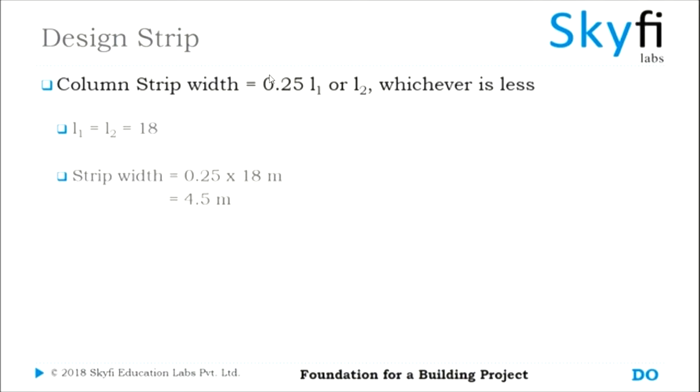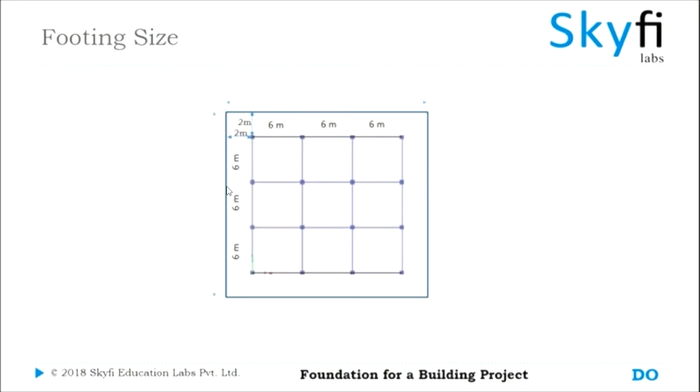The strip of the column will be 0.25 times of the side of the slab, which is 18 meter here, but there is no exact provision, so we will take the strip width as 4.4 meter only. Size of the footing will be extended by 2 meter on each side to cover all the columns. So the size of the footing will be 22 meter cross 22 meter.